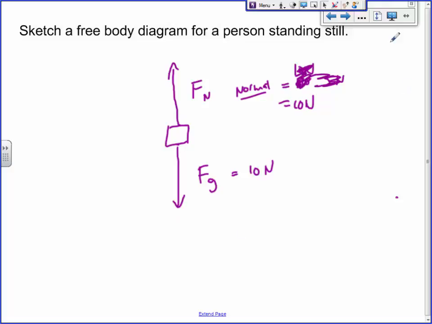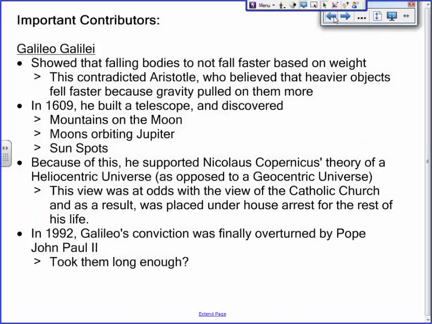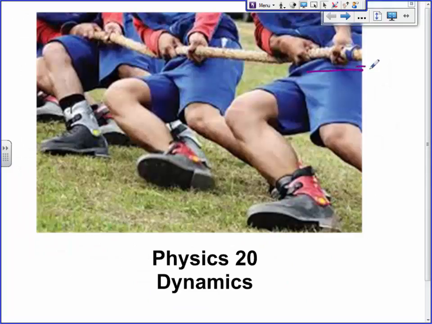Think of a tug of rope. That's actually the first slide I have on the entire set of notes way back here. If someone pulls this way and someone pulls this way, with equal forces, the rope doesn't move, right?